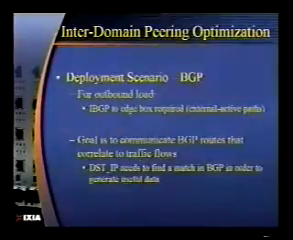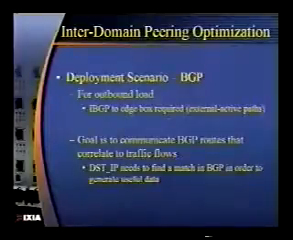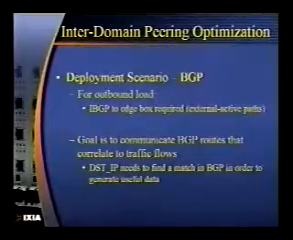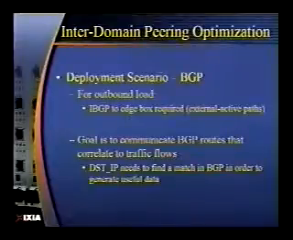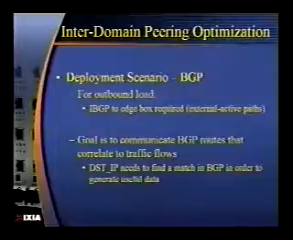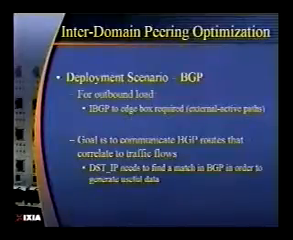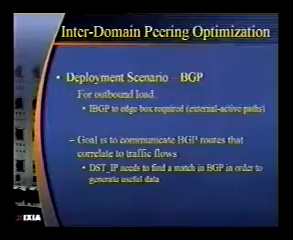We'll get to that. For BGP, since we're looking at outbound load, iBGP from the edge box is all that's required, because iBGP clearly will pass you external active paths. That's all you need for traffic going off of your network. The goal in collecting BGP information for this is to communicate BGP routes that correlate to traffic flows. Specifically here, the destination IP address needs to find a match in BGP in order to generate useful data.